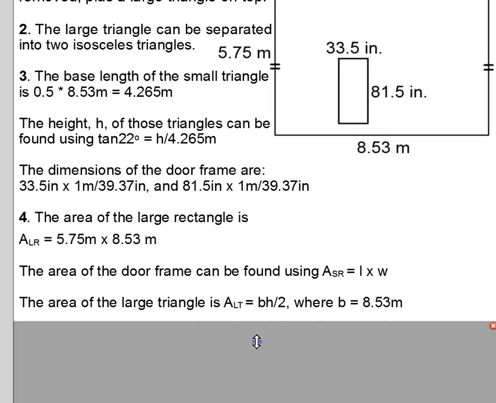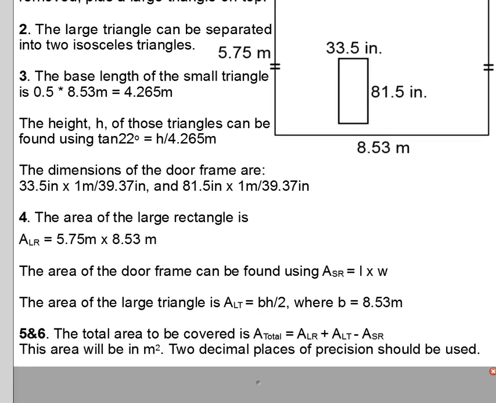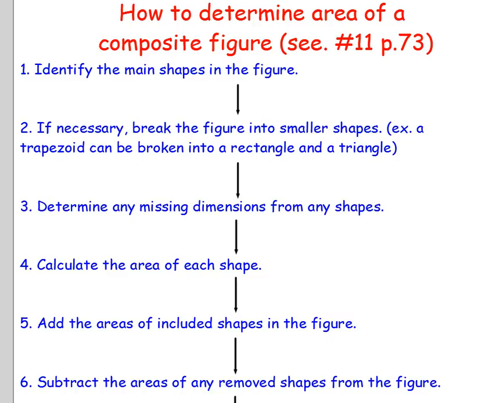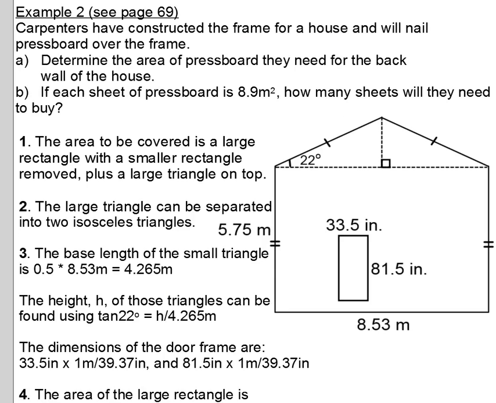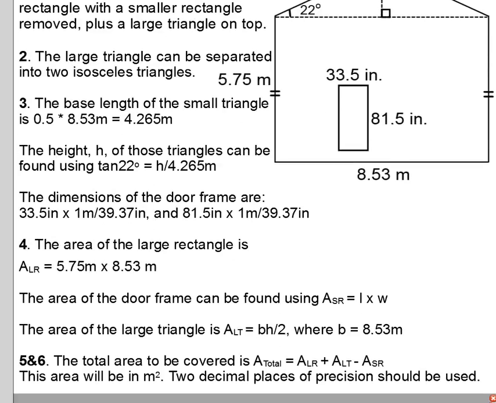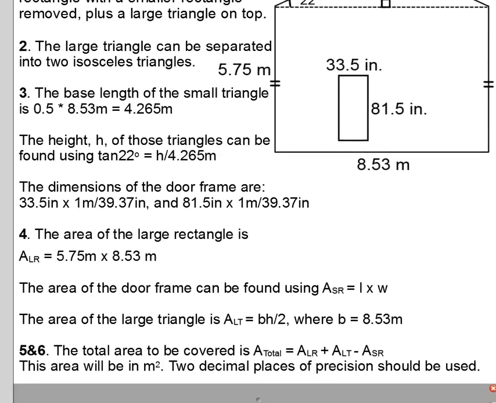Moving on, in steps 5 and 6, where we're really adding the areas and possibly subtracting any areas from removed shapes, we can return here and see that we'll have to add up large rectangle and large triangle and subtract off small rectangle. This area will be in meters squared because we have converted inches to meters in step 3. We'll use 2 decimal places of precision to match the precision in the height and the base of the wall.